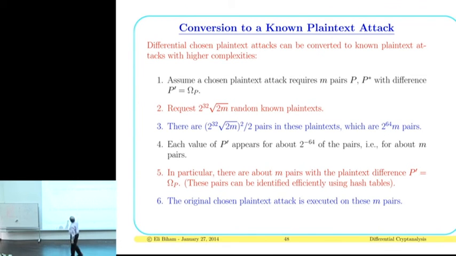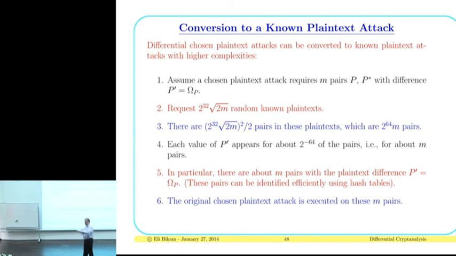So, this number squared over 2, what is it? Let's see. 2 to the 64 times 2m over 2, meaning 2 to the 64 times m. Since it's random plaintext, the outputs will be random. Let's assume they are uniformly distributed. So each possible output value will appear 1 over 2 to the 64 of the cases. So we had 2 to the 64 times m pairs here. When I divide it by 2 to the 64, I'll get that I have about m pairs for each plaintext difference, in particular for the one that we need.